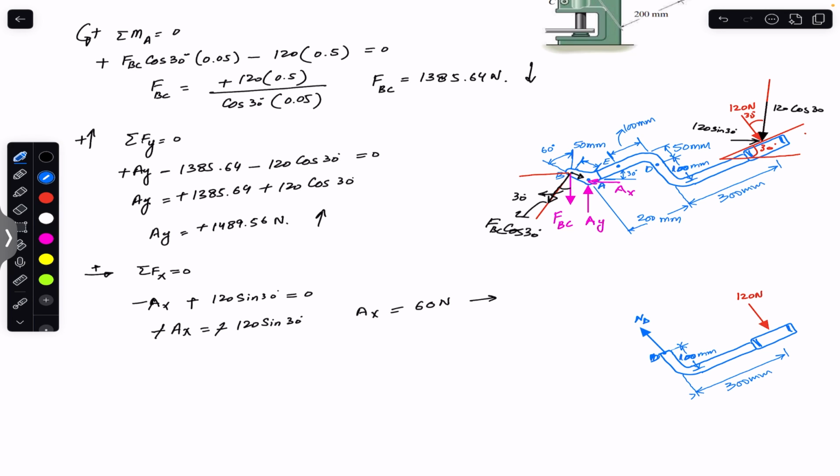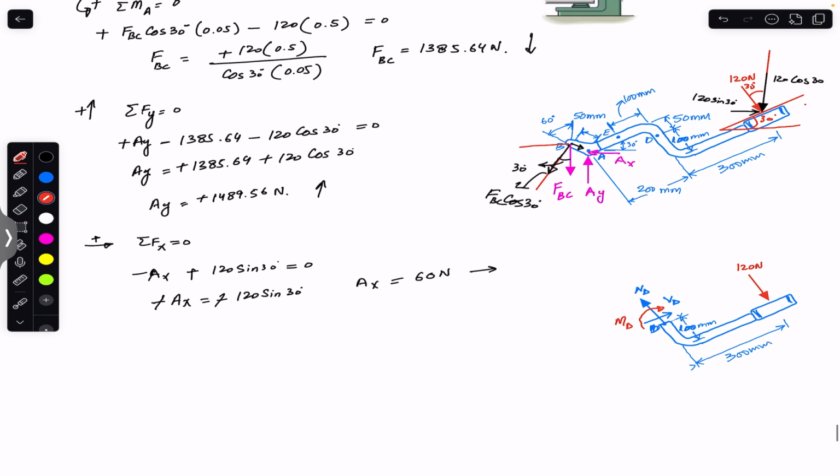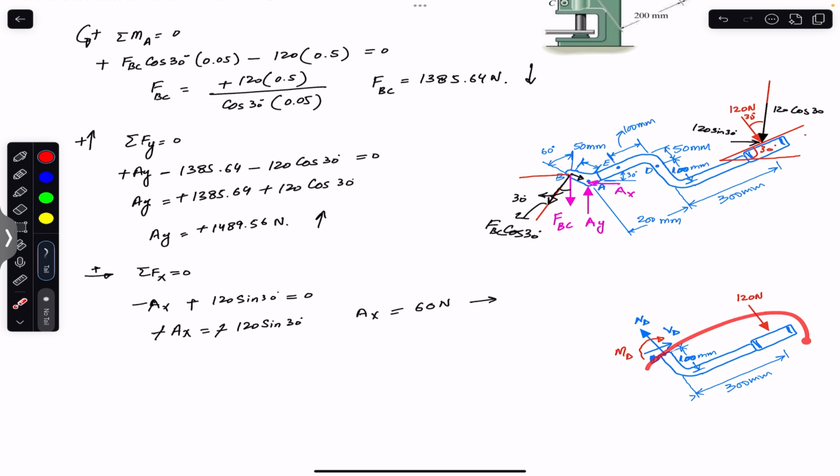We will have the shear force. Let's say this is the shear force VD, and we will have the bending moment. So let's say this is our bending moment in the clockwise direction, MD. So now to find ND, VD and MD, we are going to consider this free body diagram.